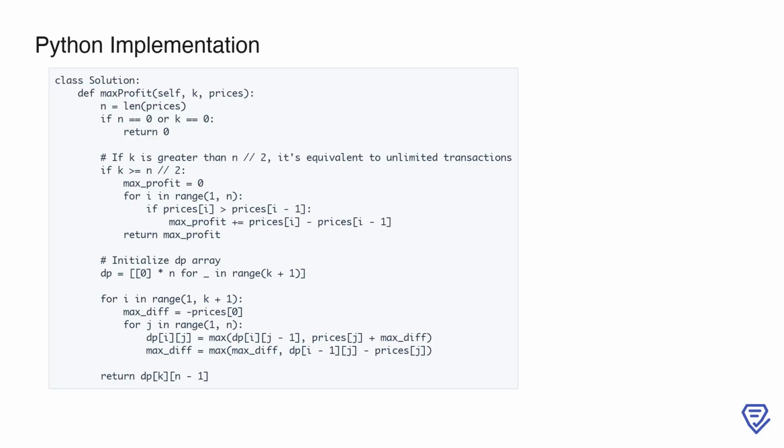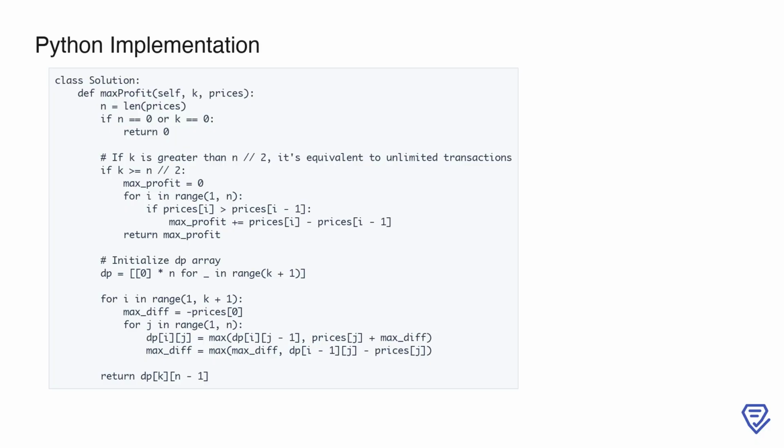For the general case where k is limited, the code uses a dynamic programming table dp. Here, dp[i][j] represents the maximum profit achievable on day j with at most i transactions. The table is initialized with dimensions (k+1) x n, filled with zeros. The outer loop iterates over the number of transactions i from 1 to k. For each transaction level, it maintains a max_diff variable, which stores the maximum difference between the profit from the previous transaction, dp[i-1][j], and the price on day j. This helps in efficiently calculating the profit for the current transaction.